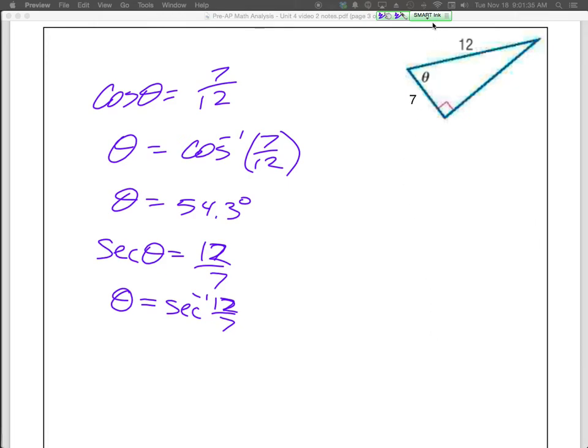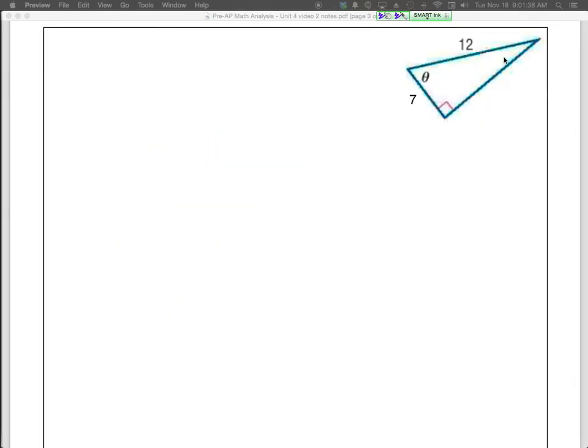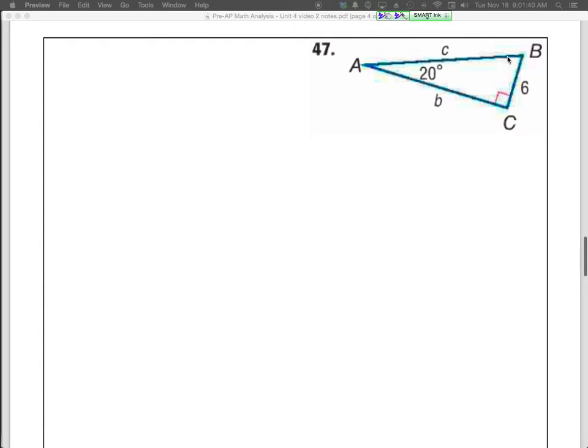Now we want to just straight up solve a triangle. So what do you think it means whenever I want to solve a triangle? Figure out everything about it. Find everything. Find the missing sides and find the missing angles. That's what it means to solve a triangle. So you will usually be given two things. You'll be given an angle and a side, or you'll be given two sides. From that information, you need to find everything that's missing.